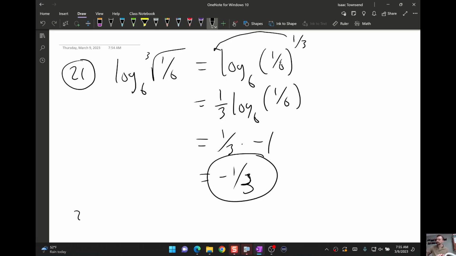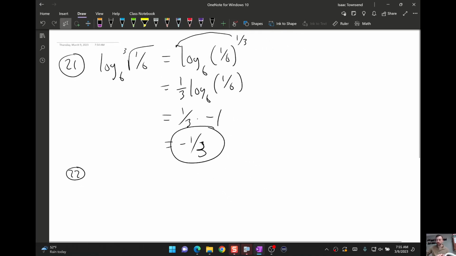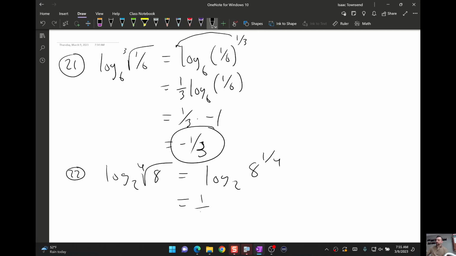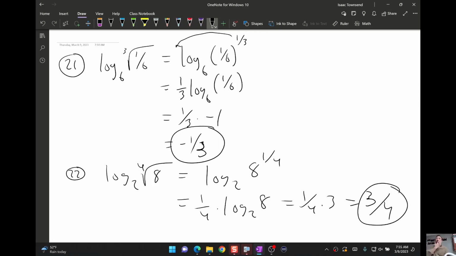22? I think it's got a similar pattern to 21, but instead of a cube root, it's a 4th root. But I would still start off by changing that to an exponent. Seeing that it's an exponent on something I'm taking the log of, it can come down out front. And then what is log base 2 of 8? So it looks like our answer is 3 times a 4th, or 3/4. Most of the time though, with cube roots and 4th roots, you want to change them to exponents as a way to deal with them.